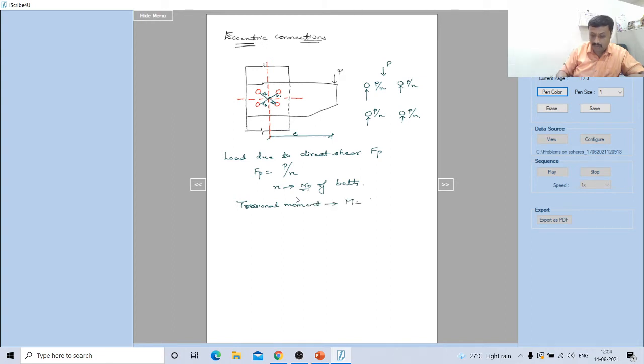So M is equal to P into E. Then the radial distance will be your R. So finally you can calculate the load due to torsional moment, that is Fm is equal to moment into R, the radius, divided by summation of R square. So finally I can calculate the resultant load.